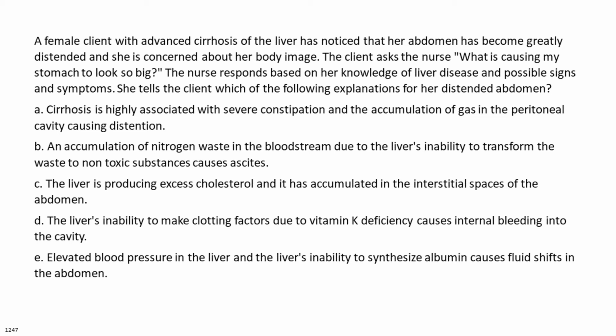A. Cirrhosis is highly associated with severe constipation and the accumulation of gas in the peritoneal cavity causing distension. B. An accumulation of nitrogen waste in the bloodstream due to the liver's inability to transform the waste to non-toxic substances causes ascites. C. The liver is producing excess cholesterol and it has accumulated in the interstitial spaces of the abdomen. D. The liver's inability to make clotting factors due to vitamin K deficiency causes internal bleeding into the cavity. E. Elevated blood pressure in the liver and the liver's inability to synthesize albumin causes fluid shifts in the abdomen.